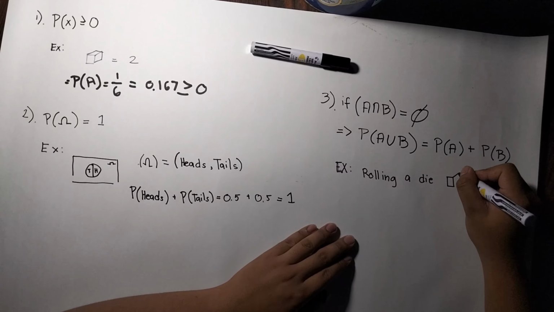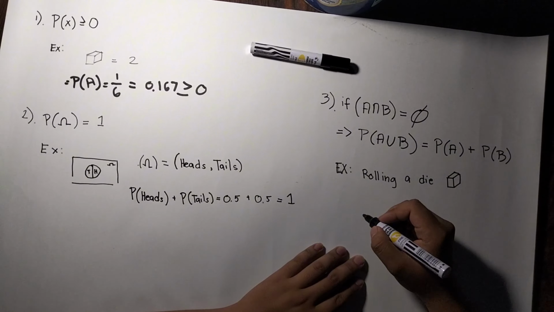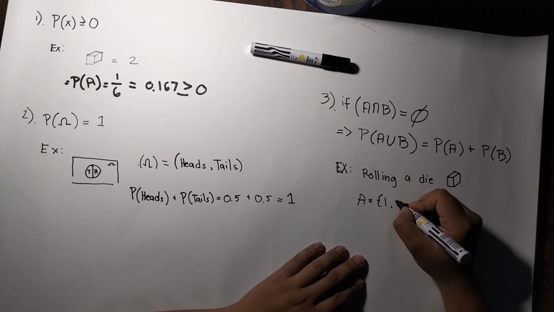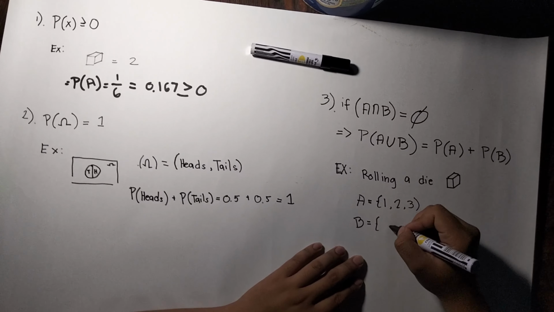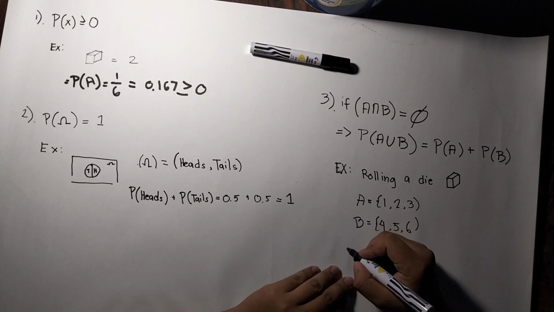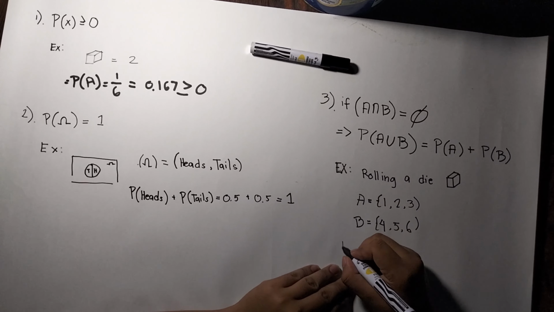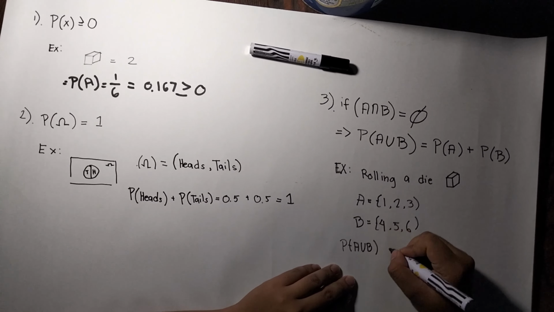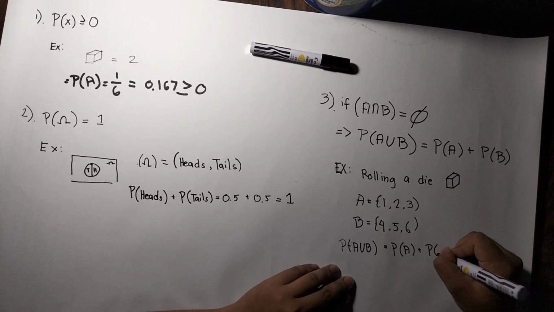For example, rolling a die. Event A is rolling a 1, event B is rolling a 2. These are mutually exclusive, meaning that you can't roll both. The probability of A union B is equal to the probability of A plus the probability of B. If we substitute, it equals 1 over 6 plus 1 over 6. To sum it up, it equals 2 over 6, or we can convert it to 1/3.